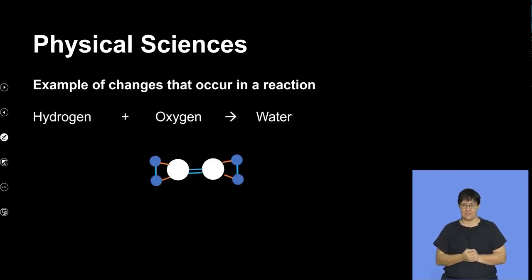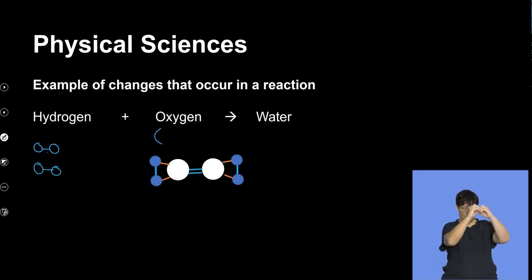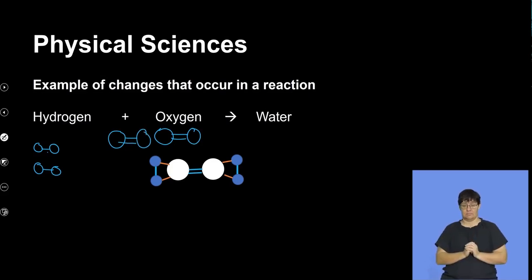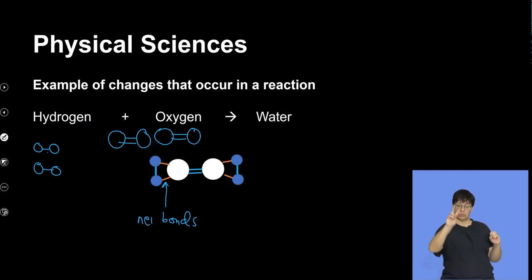Moving along, if we look at an example, we started with hydrogen molecules, which are diatomic molecules of an element. We also had oxygen molecules, slightly bigger. Now, for us to get these molecules of water, these are the new bonds that are formed.